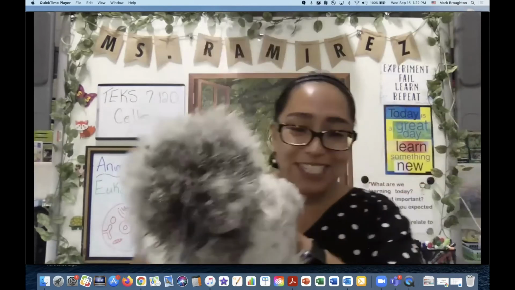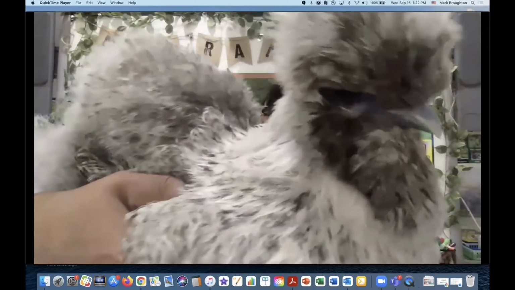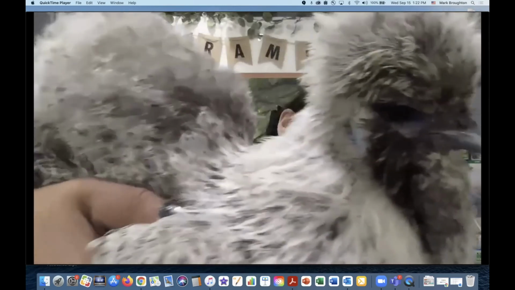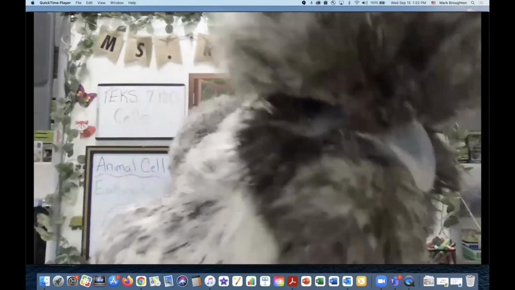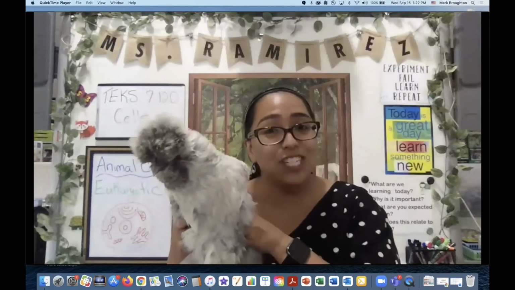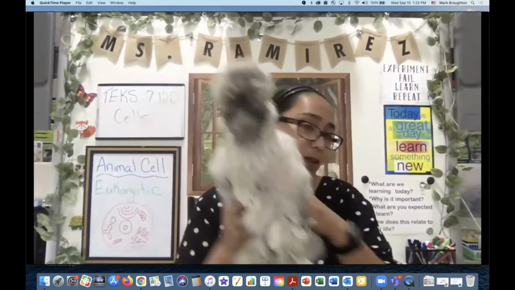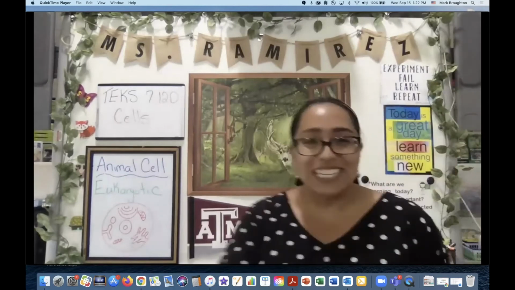If you have visited us before, you probably know Pepper, the blue silky chicken. She gets that name because she has a blue patch of skin around her ears, and the name Silky because if you were able to touch her, she would feel soft like silk. Since she is an animal, she is eukaryotic. I'm going to go ahead and put our animal friend out, and we'll continue on with our presentation.